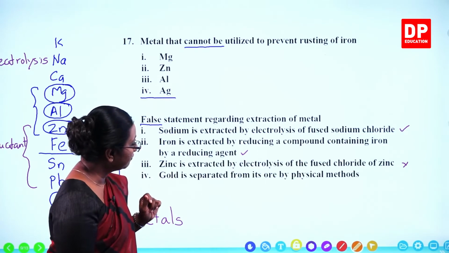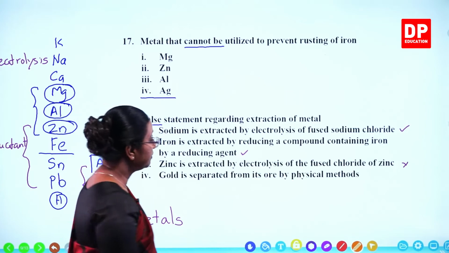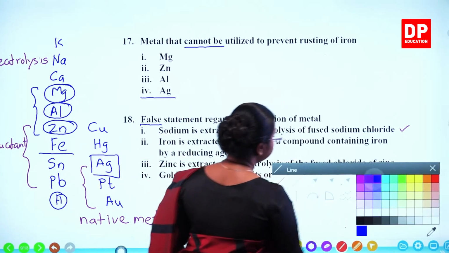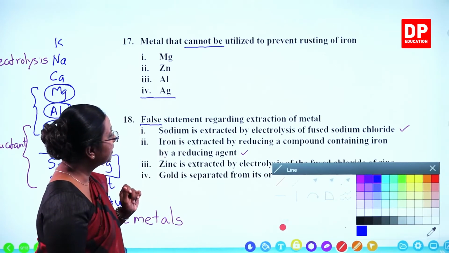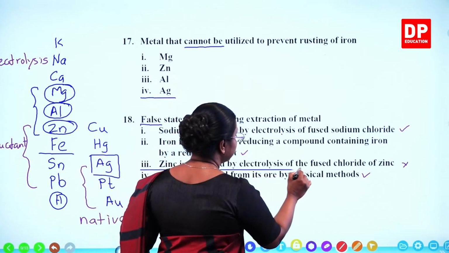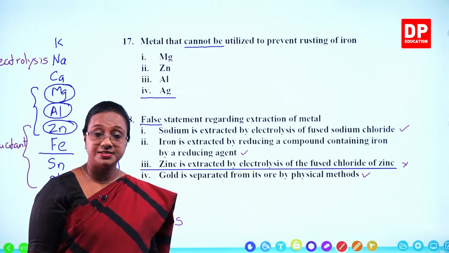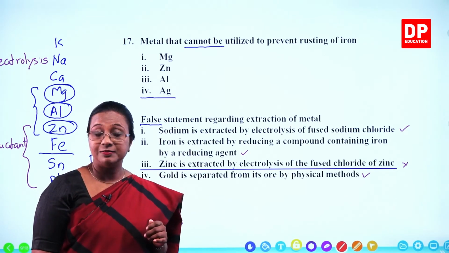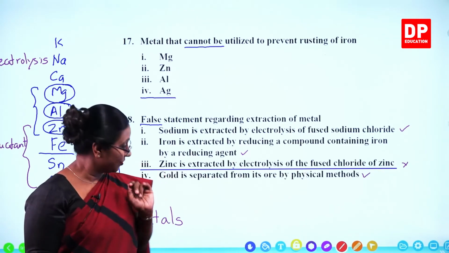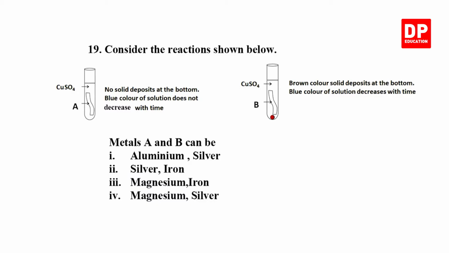Gold is separated from its ore by physical methods. Yes, sifting is a physical method. So, the false statement regarding extraction of metal is that zinc is extracted by electrolysis of the fused chloride of zinc. That is a false statement. Can you all understand that? So, with that students, we will move on to the next question.